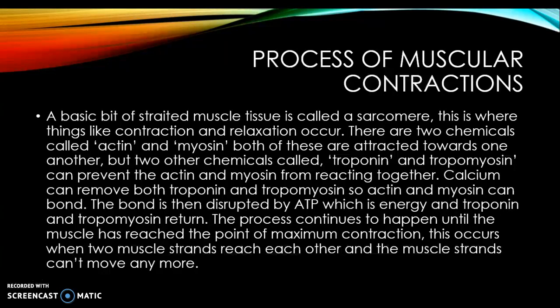Calcium can remove both troponin and tropomyosin, so actin and myosin can bond. The bond is then disrupted by ATP, which is energy, and troponin and tropomyosin return. The process can continue to happen until the muscle has reached a point of maximum contraction. This occurs when two muscle strands reach each other and the muscle strands cannot move anymore.